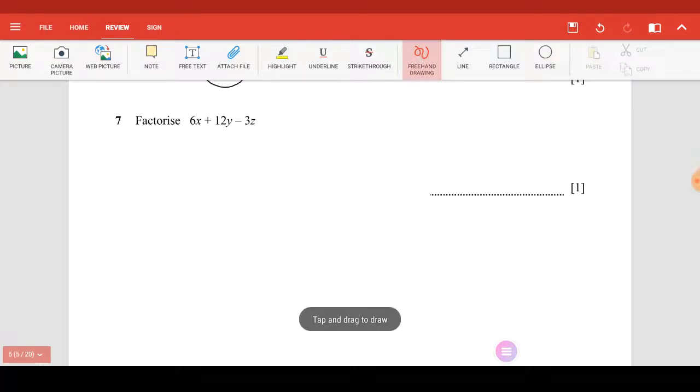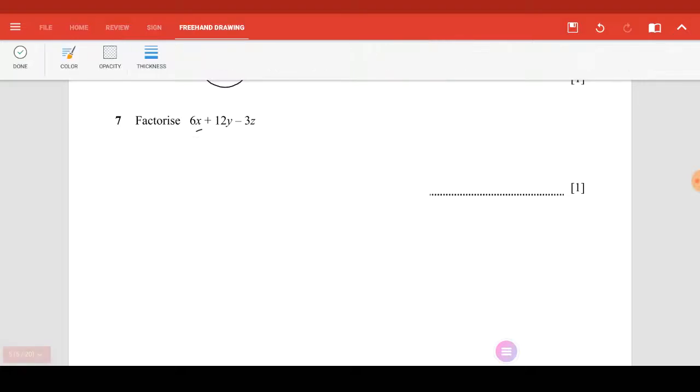Number 7, factorize 6x plus 12y minus 3z. We don't have any common variables, so we will search for the common coefficients: 6, 12, and negative 3. We can take 3 as a common factor, leaving 2x plus 4y minus z.